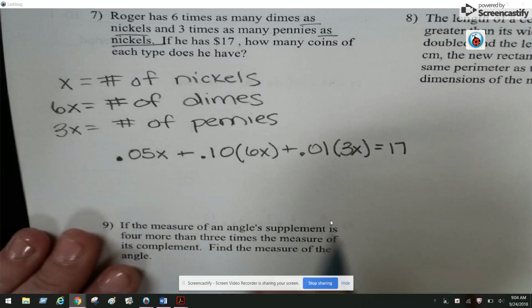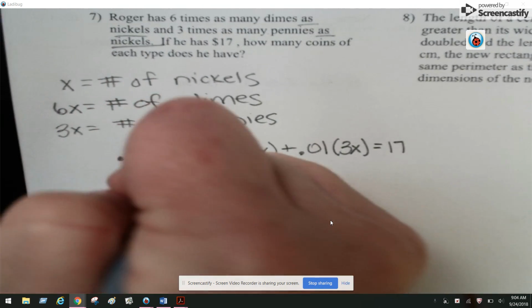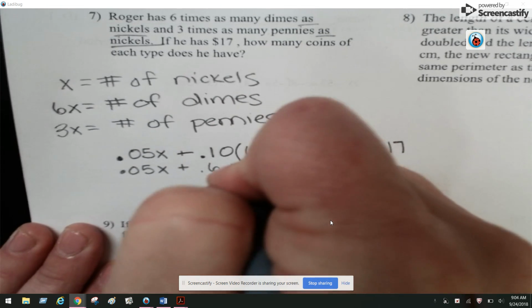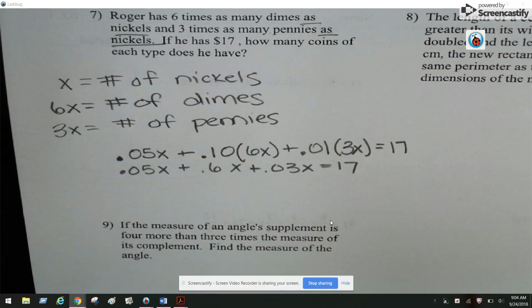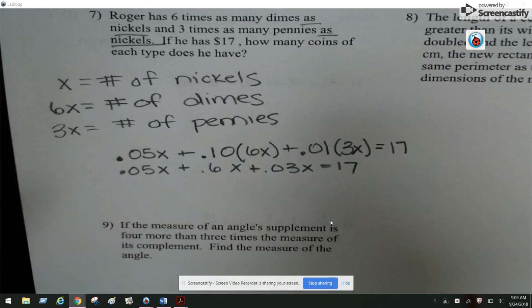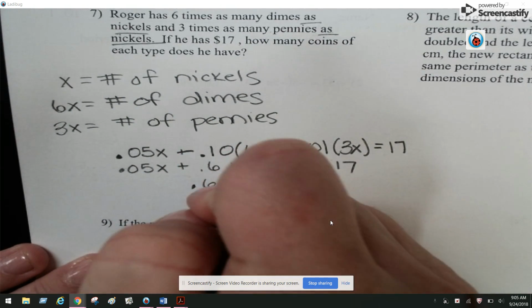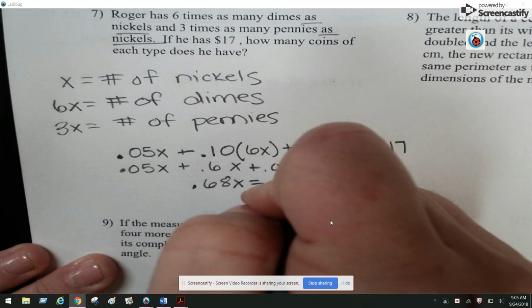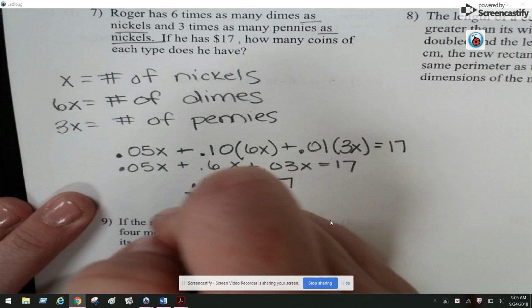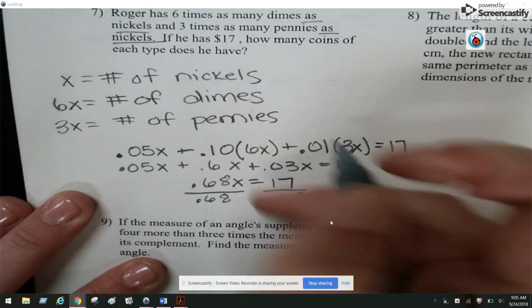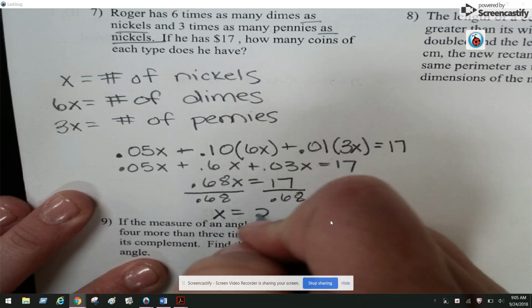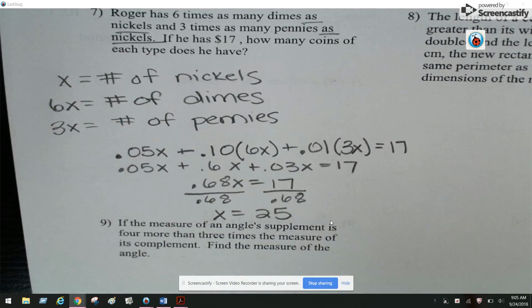Okay, we're going to go through and multiply, distribute when we can. So 0.6X plus 0.03X equals 17. We want to combine all of those numbers together, and we'll get 0.68X. 68 hundredths X equals 17. Divide by that 68 hundredths. We should get a whole number here, or else we did something wrong. And we do, in fact, get X to equal 25.